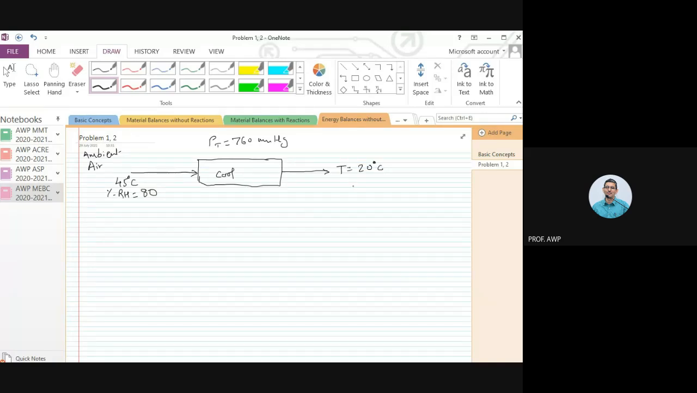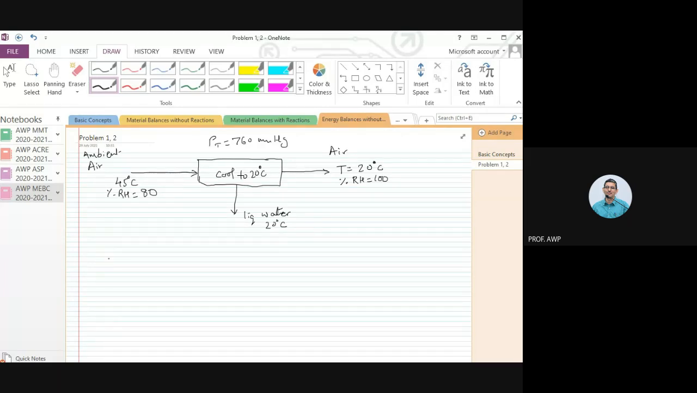Now obviously, if this temperature of 20 degrees centigrade is below the dew point, then liquid water will start condensing out. Do you agree? Yes, sir. Right? And because it is cooling and water is condensing, let's assume that this liquid water also comes out at 20 degrees centigrade. And therefore, we can say that the air that is going out will have 100% relative humidity. It is completely saturated.